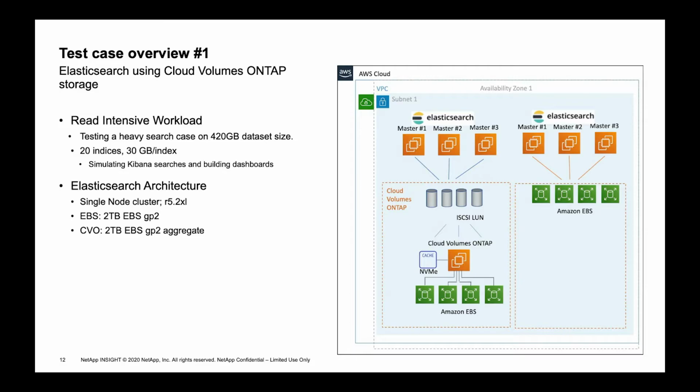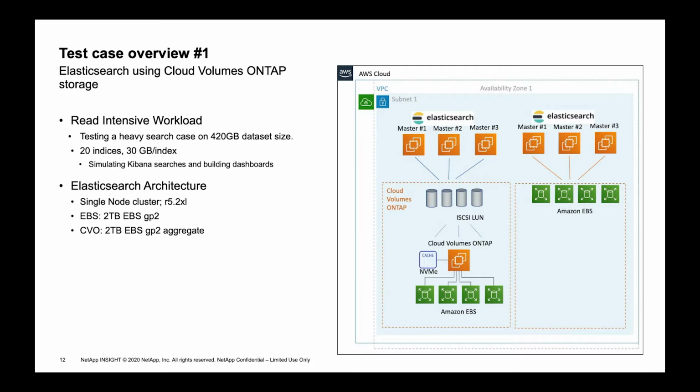Let's go over the test case overview that we have done. We wanted to show the power of CVO versus the cloud-native storage. So we have done two tests. The first one is with a read-intensive workload, and the second one is with write-intensive workload. So the first one, in this case, we wanted to show how faster we can get over AWS EBS GP2 storage devices. So we simulated a heavy search case using Rally.